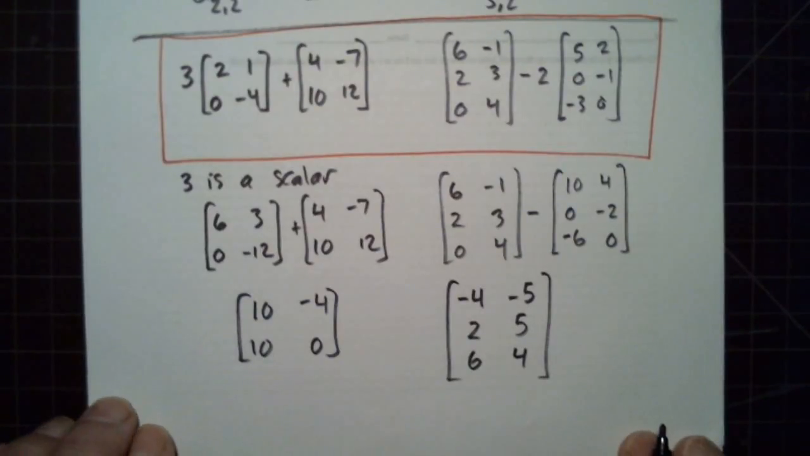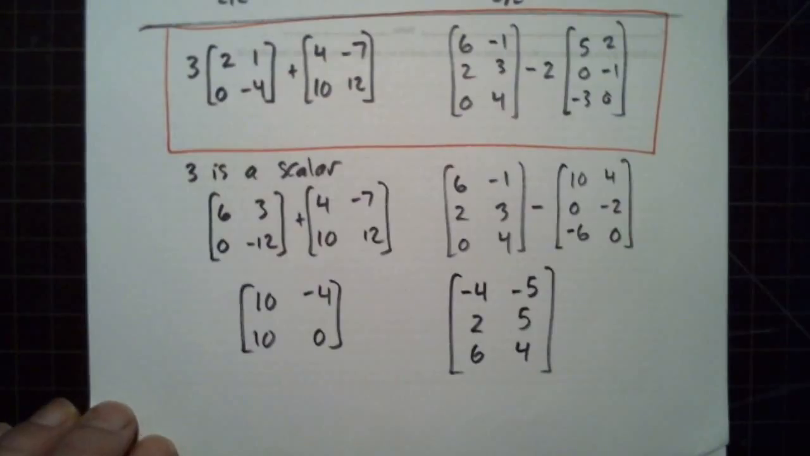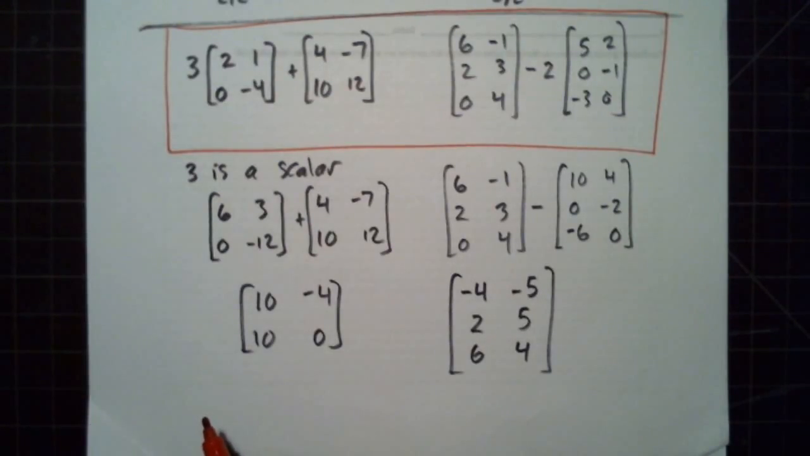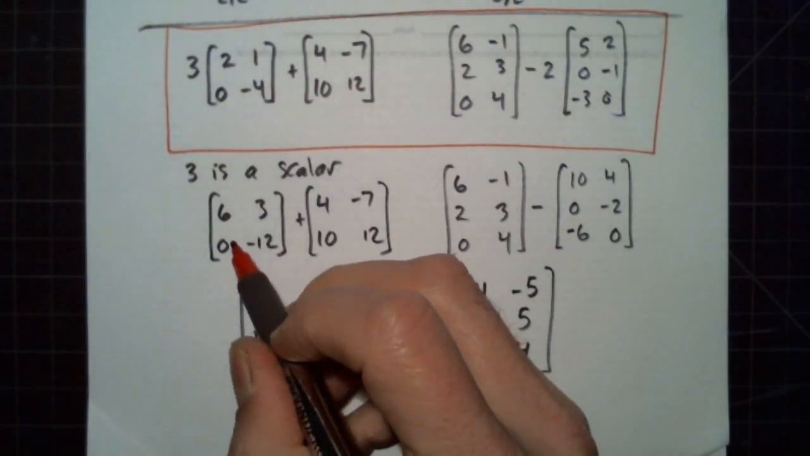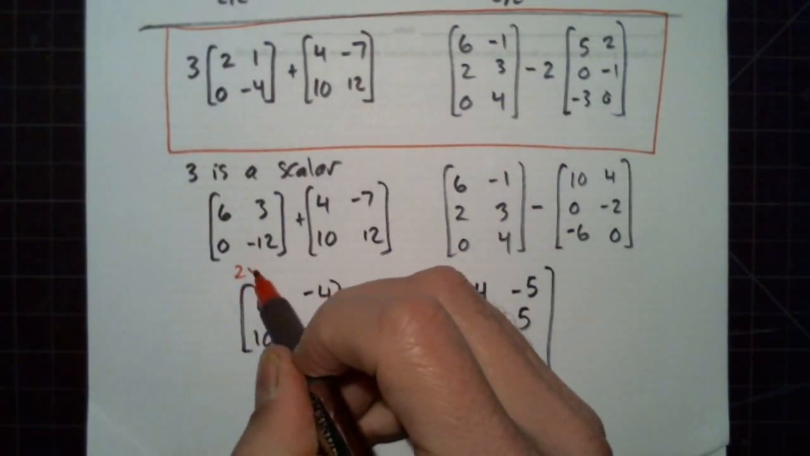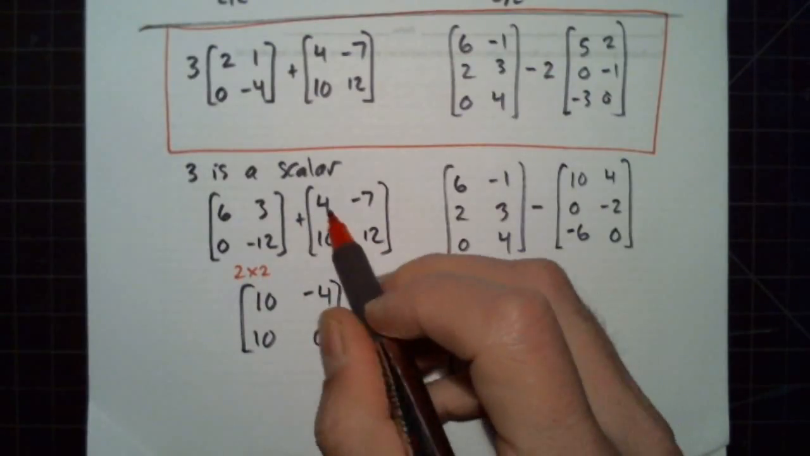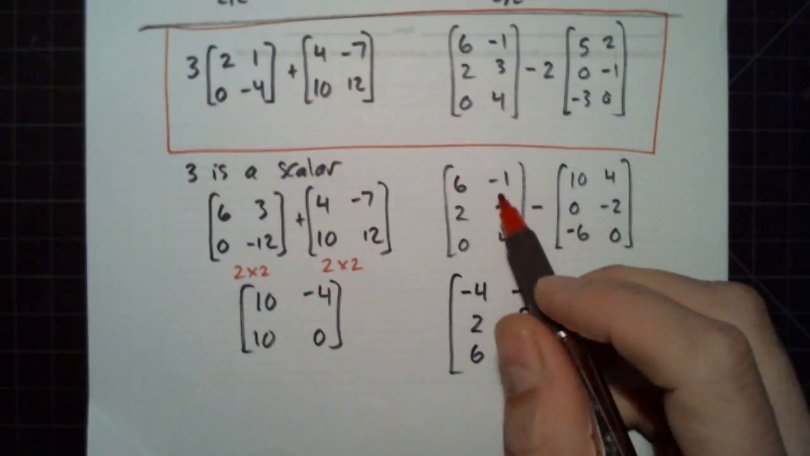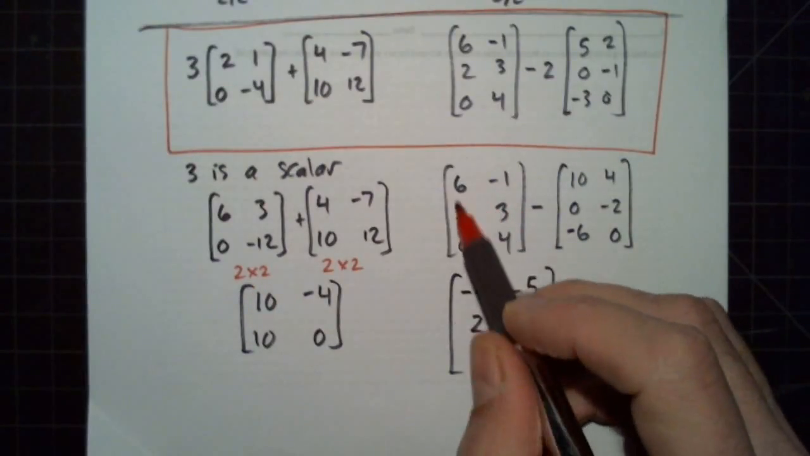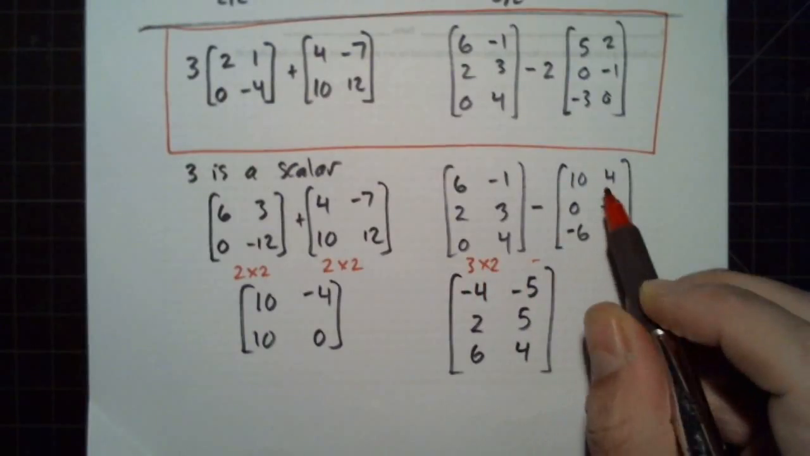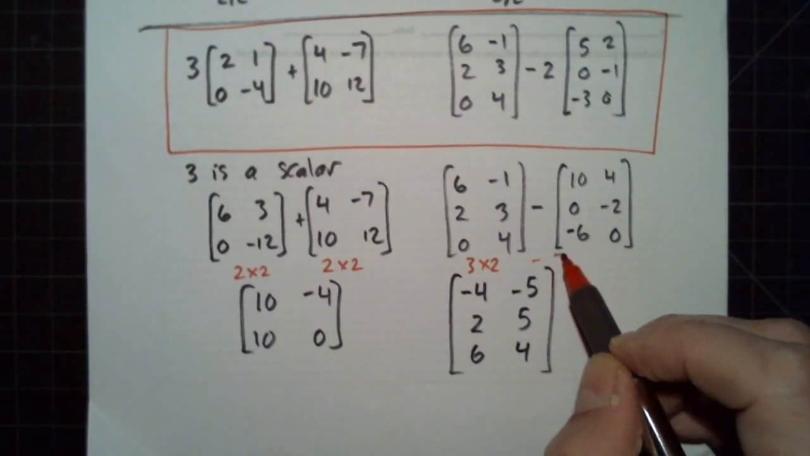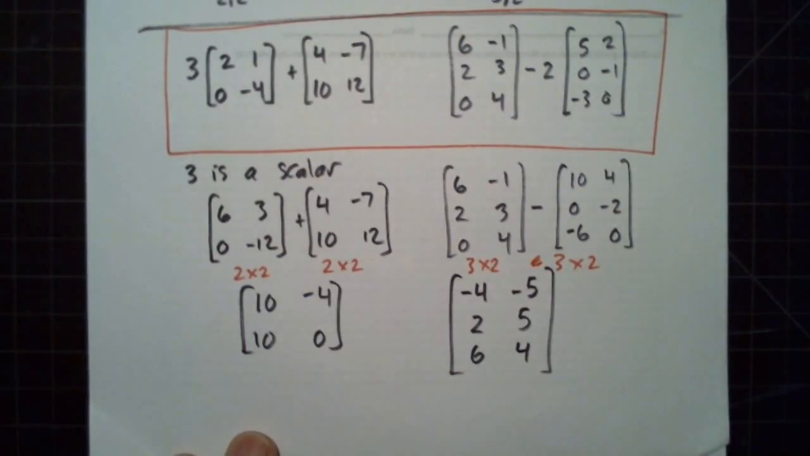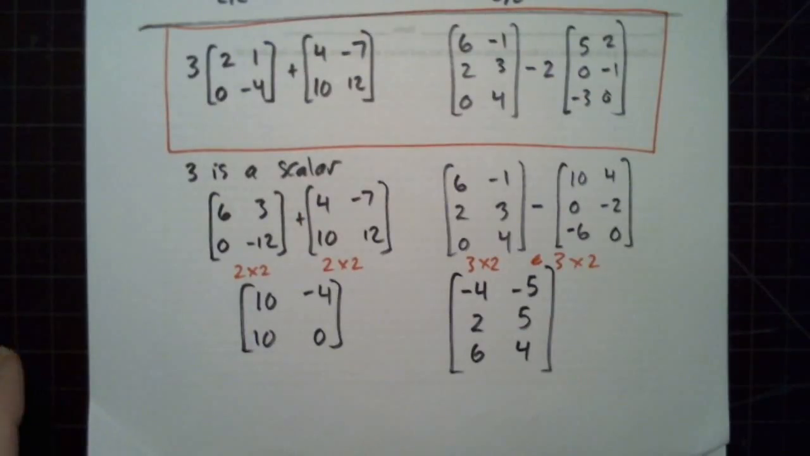All right, and in the next example, we're going to be looking at one more requirement for the addition or subtraction of matrices, and that is, this is a 2 by 2, and that is a 2 by 2. If we're going to add or subtract, then these have to be the same. Here we have 2 by 3, and this is 2 by 3. If they have the same dimension, then we will be able to add or subtract.